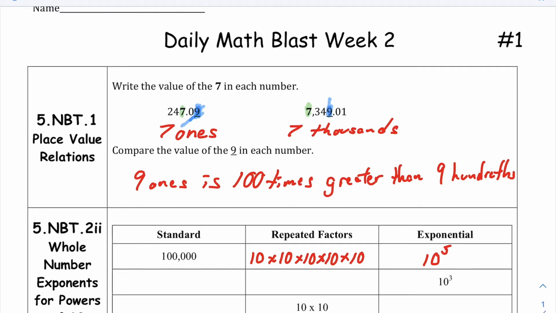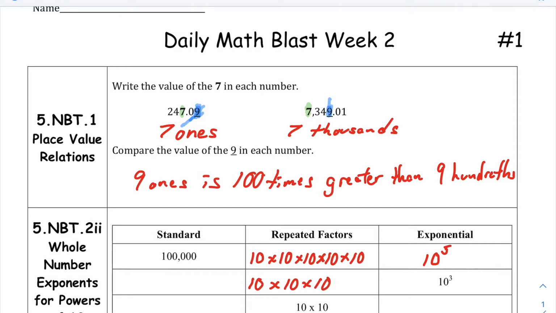Now, in the next one, I have the exponential, and I need to work my way back. So the base is 10. That's what I'm multiplying by. So 10. And then the exponent is 3. So I have 3 tens. So 10 times 10 times 10.